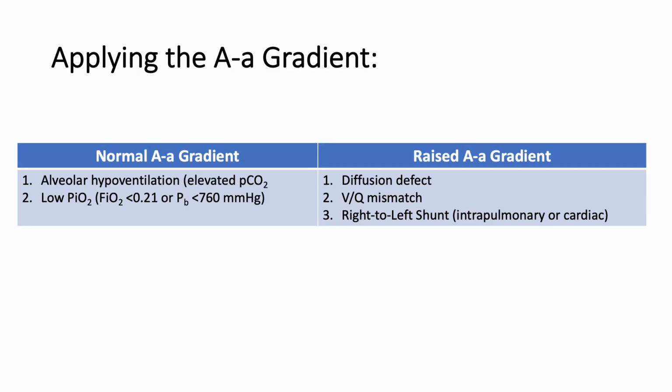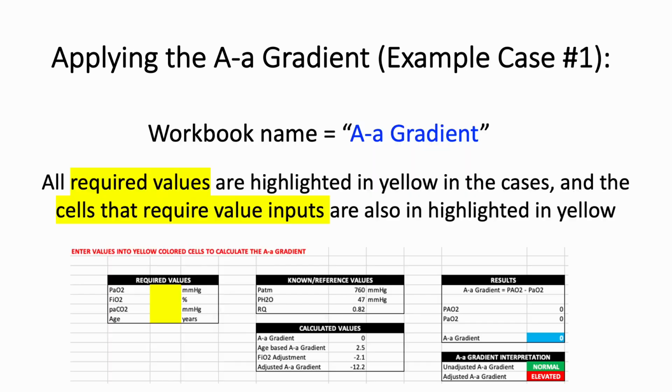As mentioned, by assessing whether the AA gradient is normal or elevated for a patient with hypoxemia, we're able to narrow our differential diagnosis somewhat. The general breakdown of this is represented in the table. So with that, let's briefly run through two case examples.